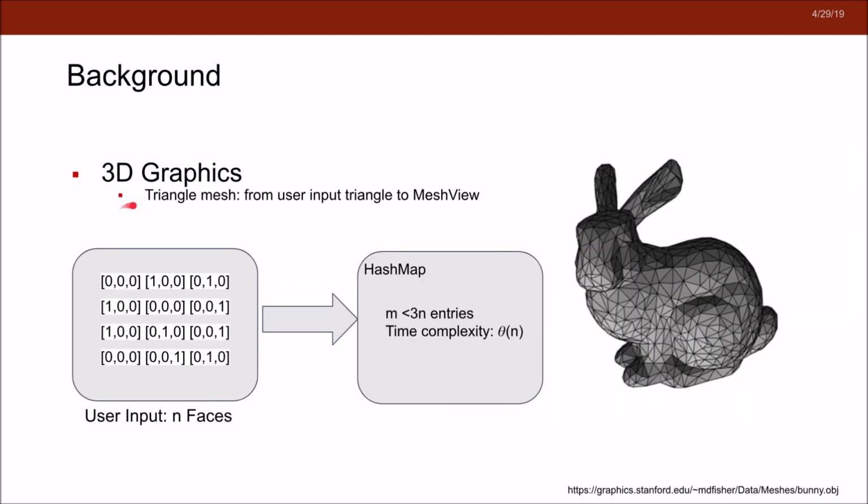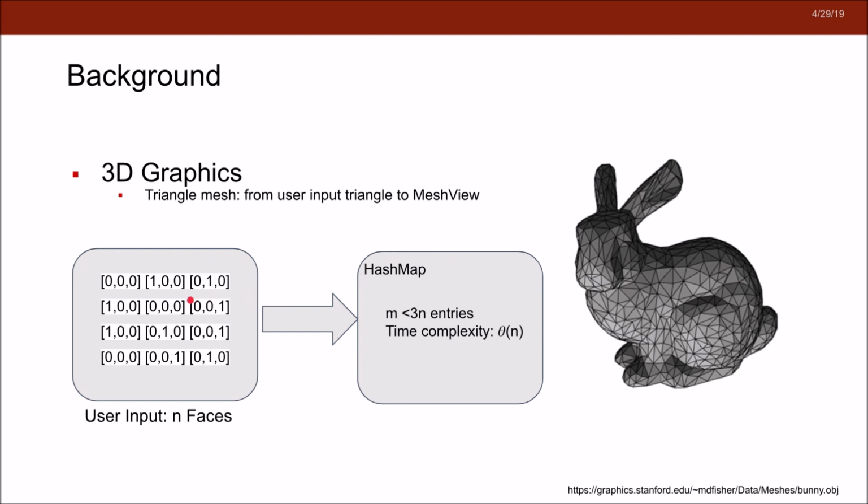So the project's background, the first is about 3D graphics. It utilizes a three-dimensional representation of geometric data that's stored in the computer. The geometric data is represented with polygon mesh or triangle mesh, which is a collection of vertices, edges, and faces that defines the shape of an object. And shading is a 3D rendering problem which varies color and brightness of a surface with lighting.